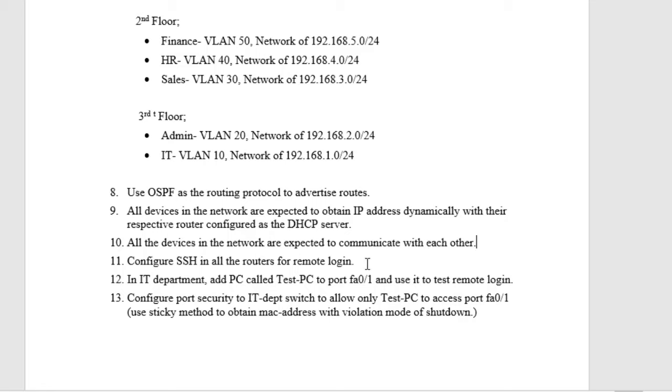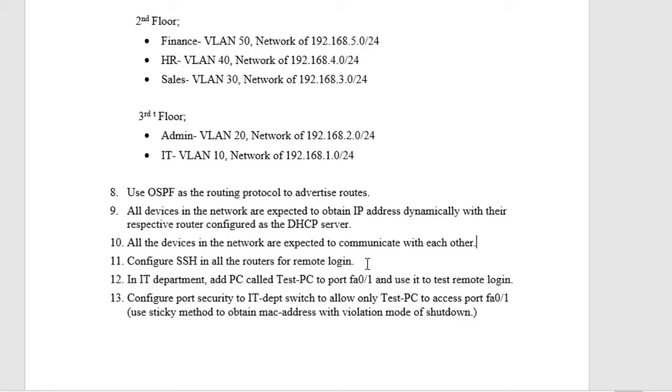So guys, we are done. As you can see, our topology is looking very beautiful. And we have separated the floors plus the departments. Second floor, we have sales, HR, finance. Third floor, we have IT, admin. And first floor, we have reception, store, and logistics. So let's go back to our problem again. Let's comment the VLANs plus the network. I'll do it very fast because these are what we have learned previously.